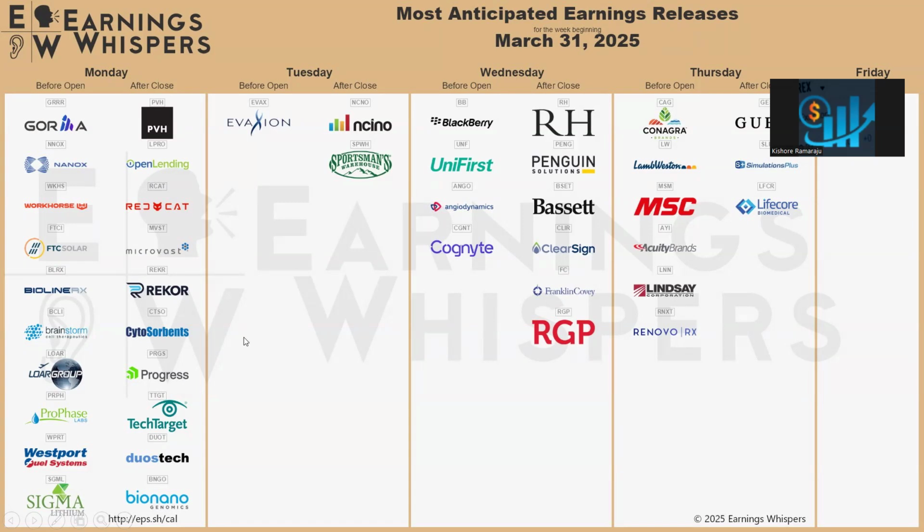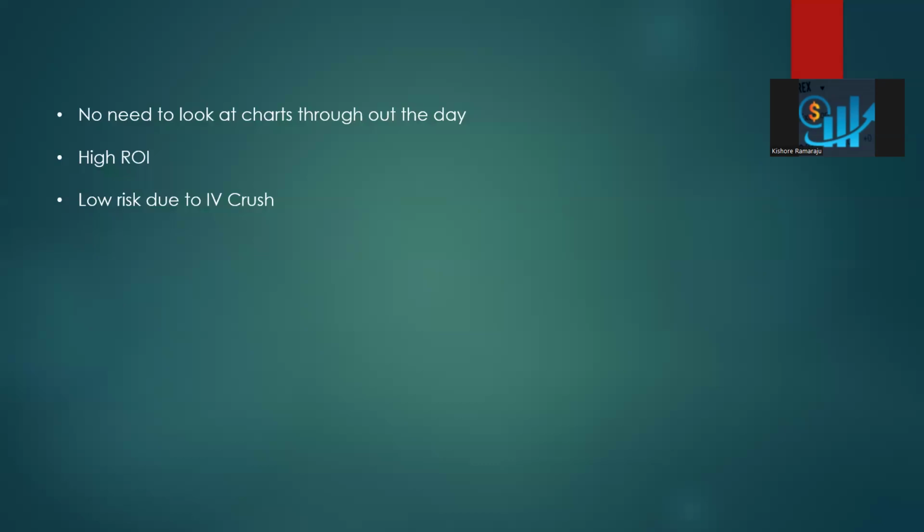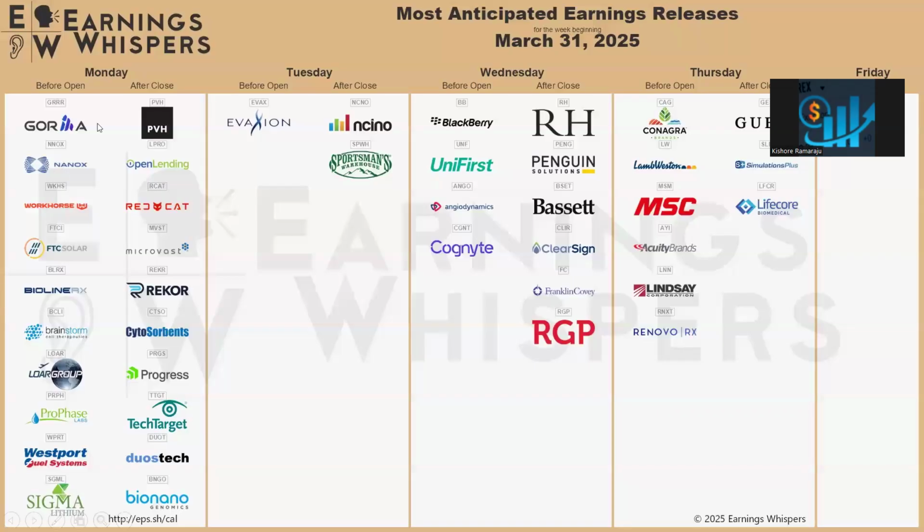And the major advantage with earnings is you don't need to look at the charts throughout the day, right? All you need to do is, for example, if we have reports after hours, then between 2 to 2:30, you can look at all these different charts, and wherever you see certain aspects, then we can take those trades.